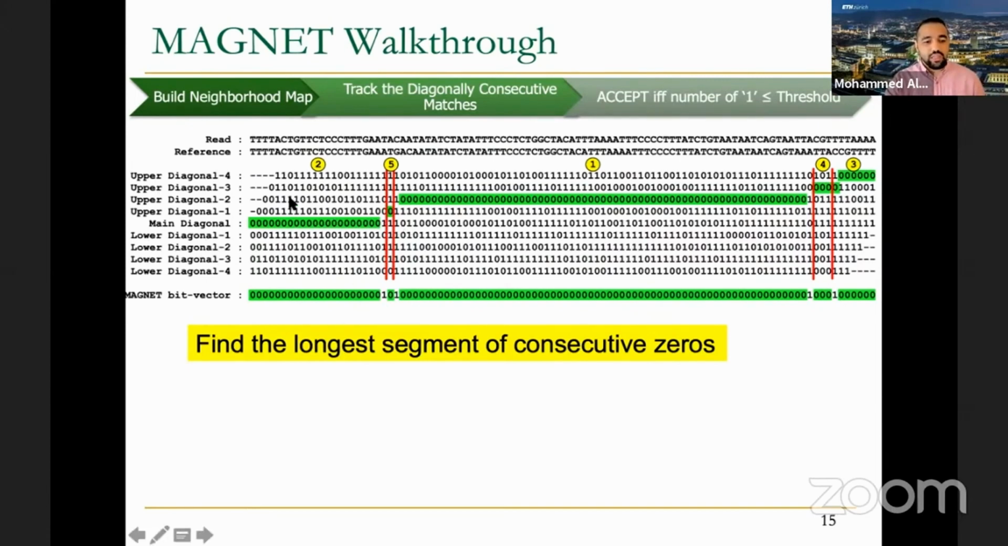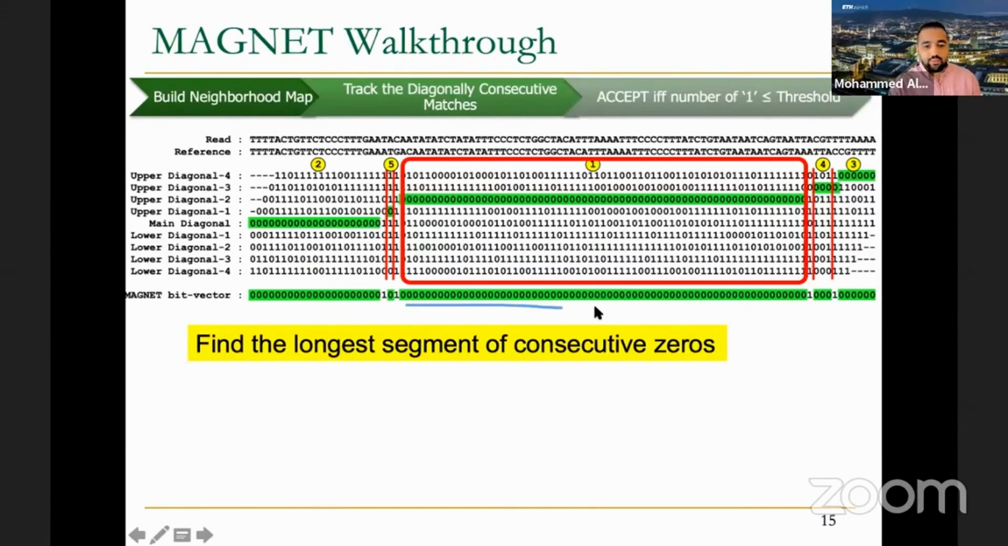Now, how does it operate? As I said, we go over each mask and count the number of zeros that are next to each other, that are consecutive. Then we try to find the segment that has the largest number of zeros out of all masks, which is coming from upper diagonal 2, the one highlighted as number 1 over there. Once we find the largest number of zeros, we move the entire segment to the final result, or what we call the Magnet bit vector, as you can see here. So first we got this segment.